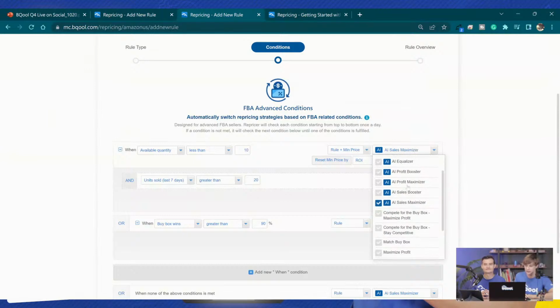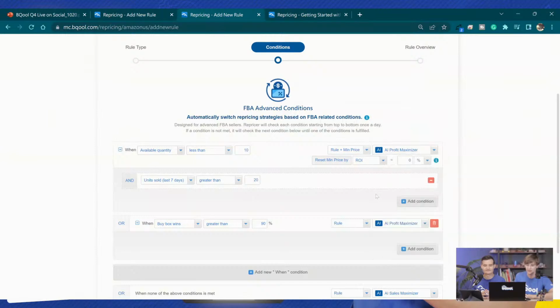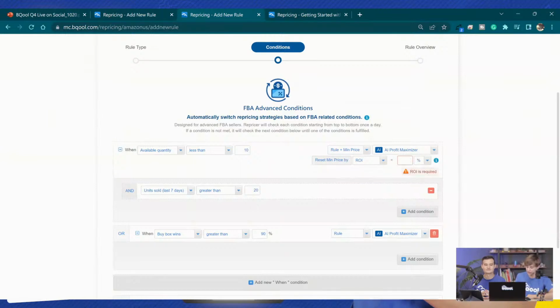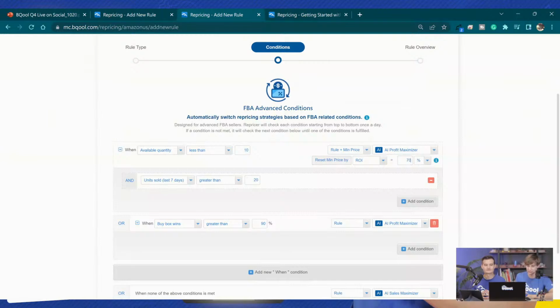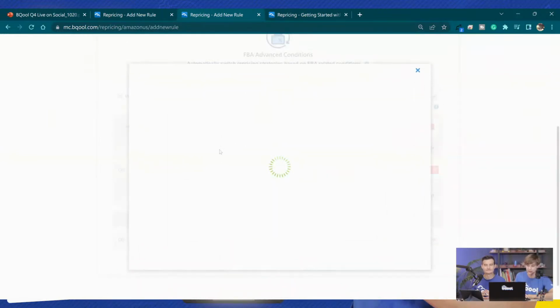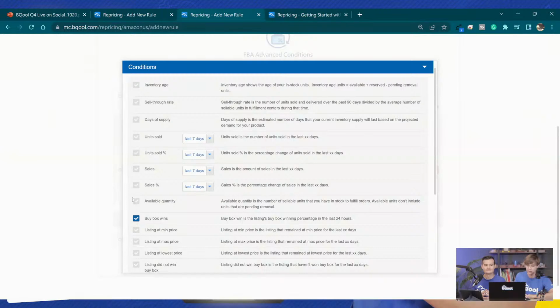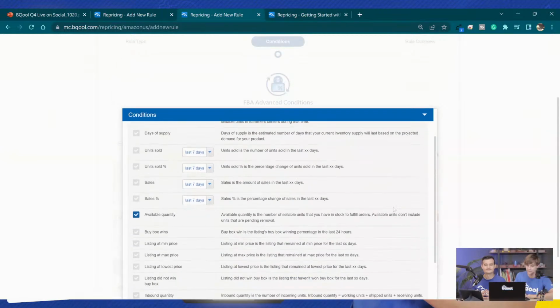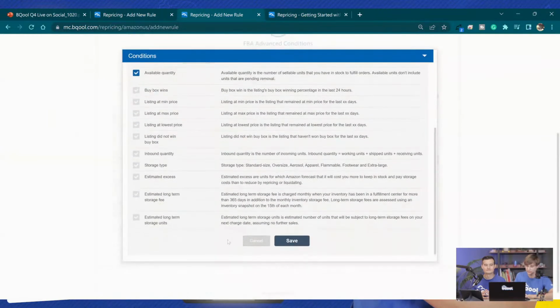So what we want to do here is maximize our profit because we know this item is going to be sold out soon. Let's say our original ROI is 50%. Let's say we're going to add 20 to our ROI, so it's going to become 70%. And then here we can set a new rule. Again, we're going to choose available quantity. Then we're going to press save.